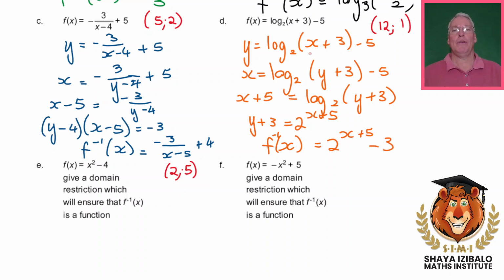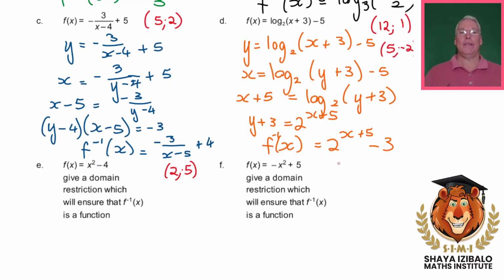If we were to put, let's say x was 5, and the reason I'm choosing 5 is I'll get 8 in here. And if I get 8 in here, what power must I put onto 2 to get 8? Well, the answer is 3. And 3 minus 5 is negative 2. So (5, negative 2) lies on this.